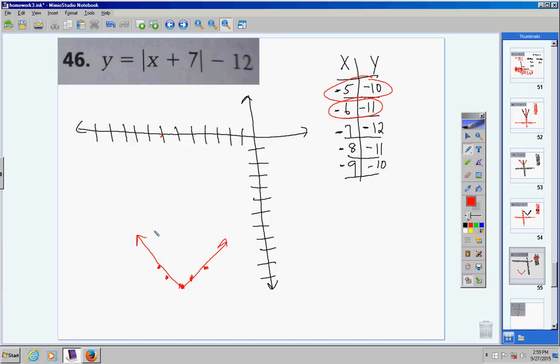Hopefully after these 4 examples, you feel pretty confident in graphing absolute value equations. Step 1, find the vertex. Step 2, fill in your table of values with 5 ordered pairs. Step 3, sketch the graph.